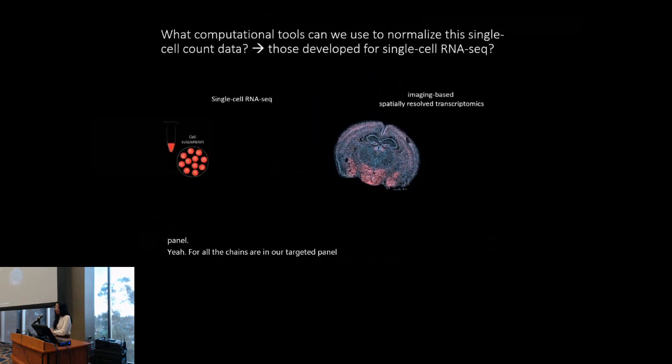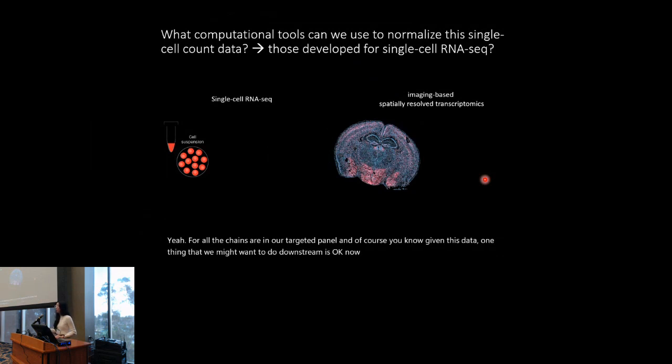And of course, given this data, one thing that we might want to do downstream is, okay, now we want to, for example, normalize the data in order to accommodate for different capture volumes. Some cells are bigger than others, so of course they'll have more genes. Some cells maybe got sectioned and we only captured half of them, so then they have fewer genes. So we need to be able to normalize for that before we do, let's say, downstream differential expression analysis.